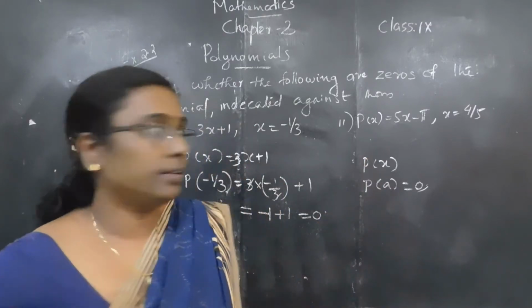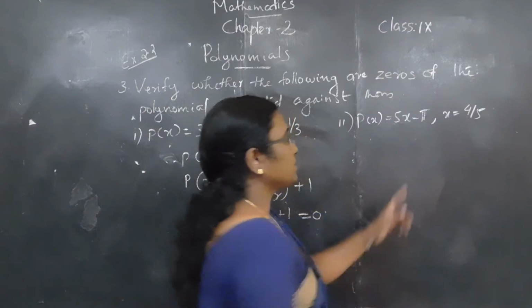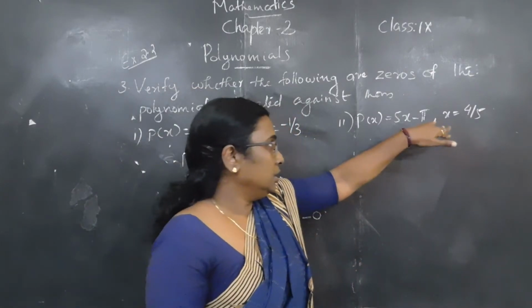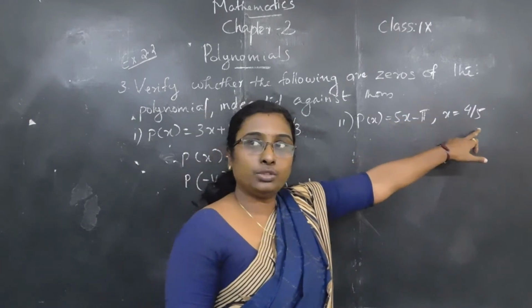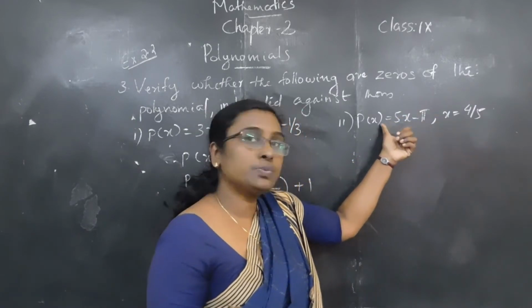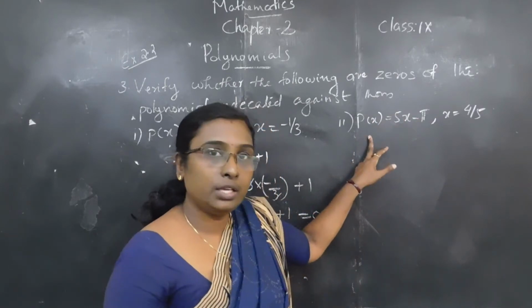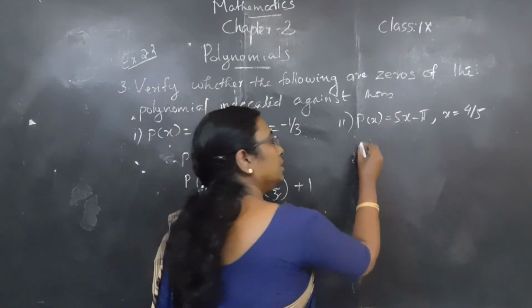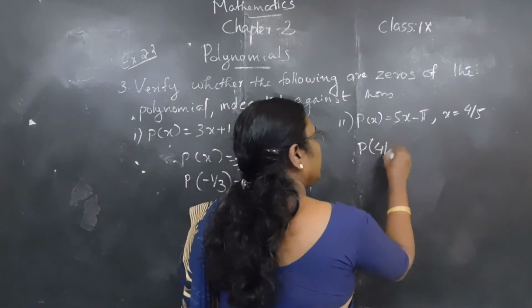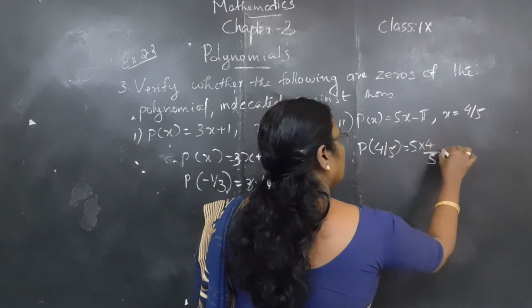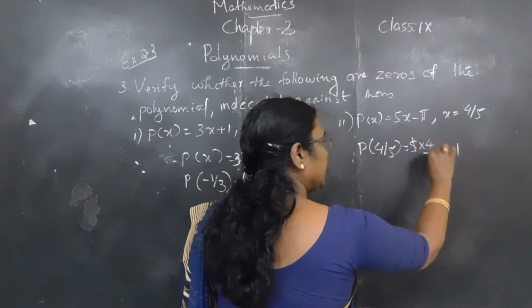Next question is p(x) = 5x - 5, x = 4/5. We have to check whether x = 4/5 is a zero of this polynomial. For that, we find the value of p(4/5). P(4/5) equals 5 into 4/5 minus 1. The 5 and 5 get cancelled.